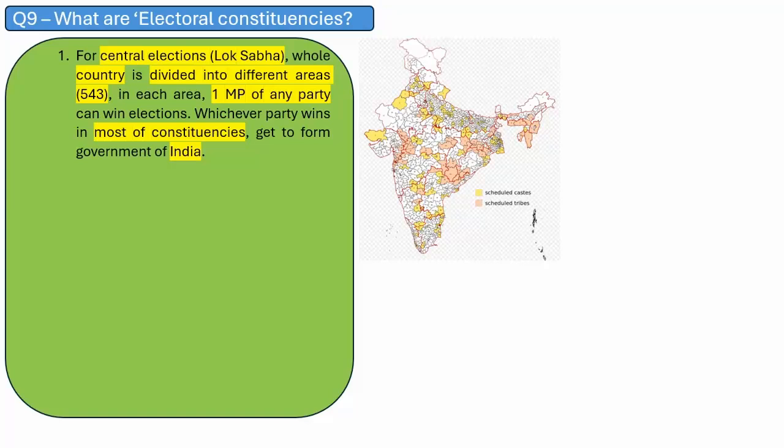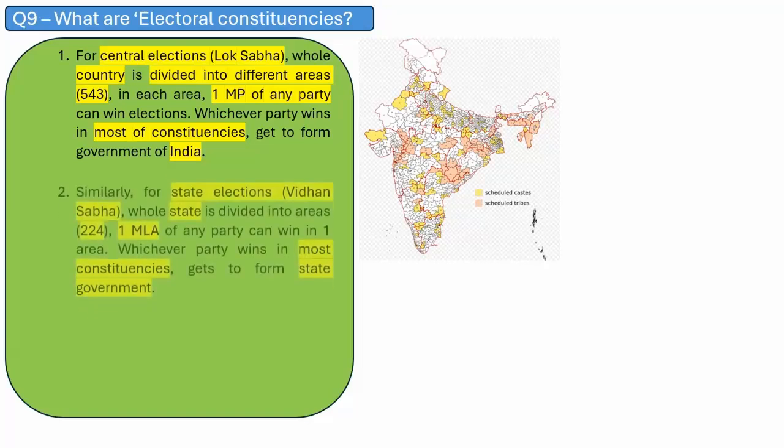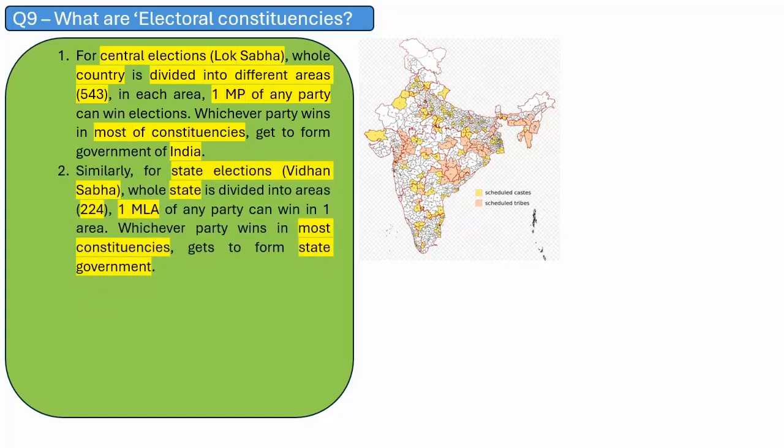Thanks to Wikipedia for the picture. You can see India being divided into small parts. Each small part is one constituency. There are 543 such constituencies at the national level for Lok Sabha. Similarly, for the state election, which is Vidhan Sabha, the whole state is divided into 224 parts.